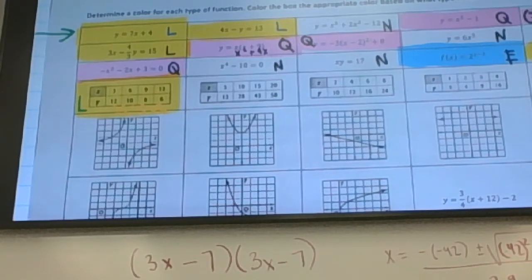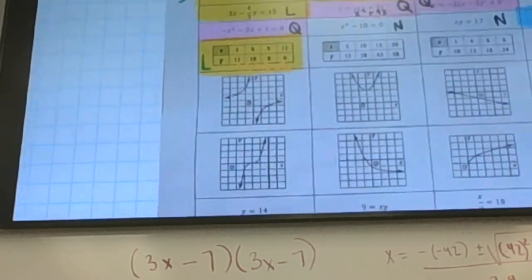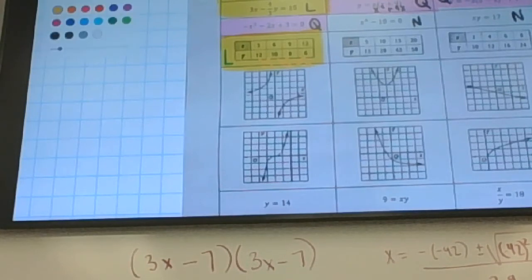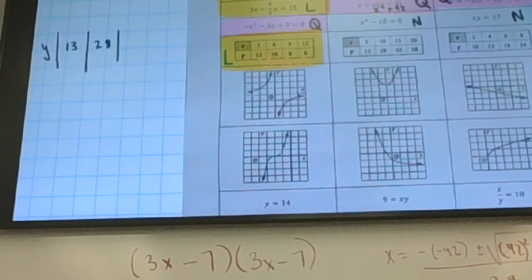I don't know this pattern in the second one. I'm going to need to go to my scrap paper. Up 15 every time, you confirm, Benjamin? So what's that mean? Linear. Adding and subtracting is linear.